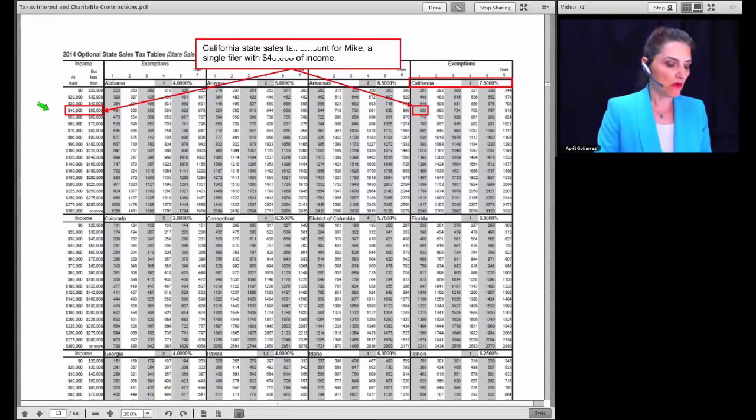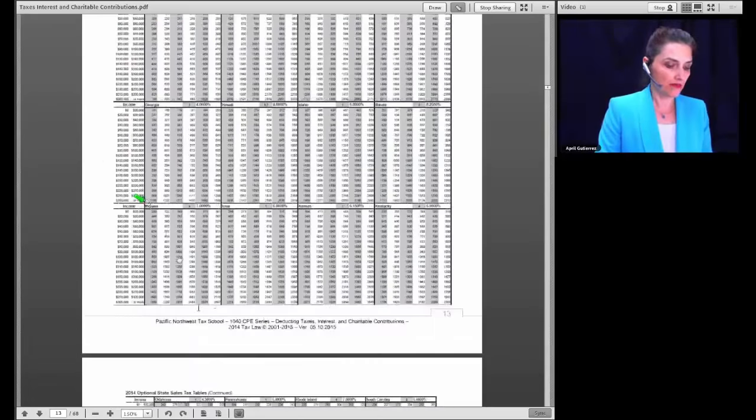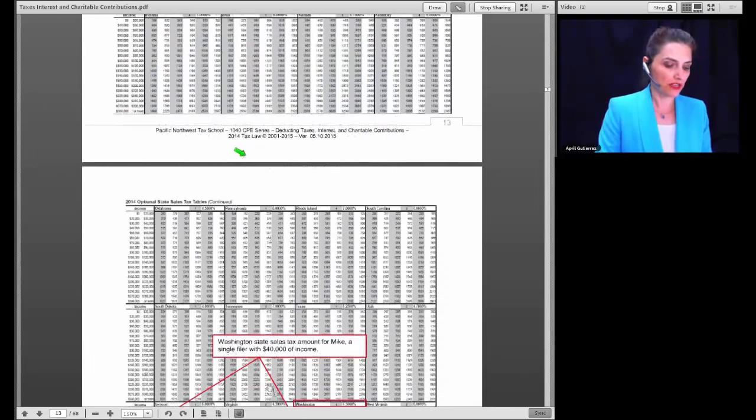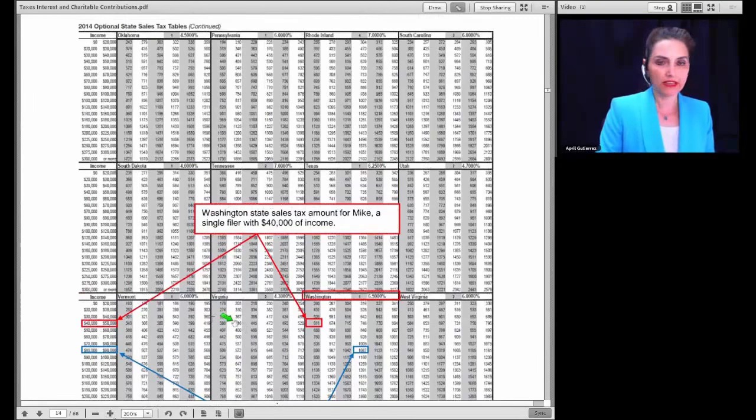But there's actually more to figuring the amount of sales tax deduction an individual can claim than just looking at this worksheet. So we're actually going to go do an illustration for Mike, and I'm going to show you the next page of this table as well, because Mike, in our illustration that I'm about to show you, actually resides in 2 states.